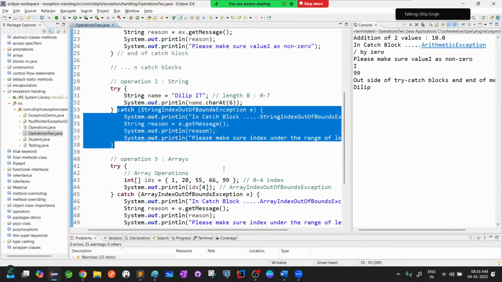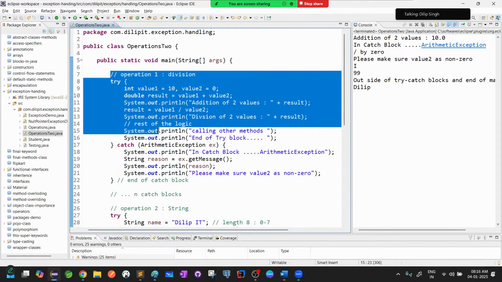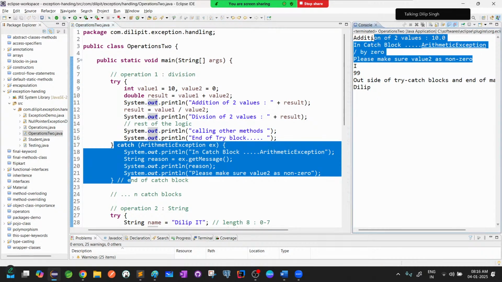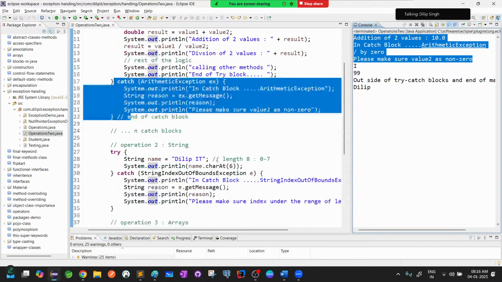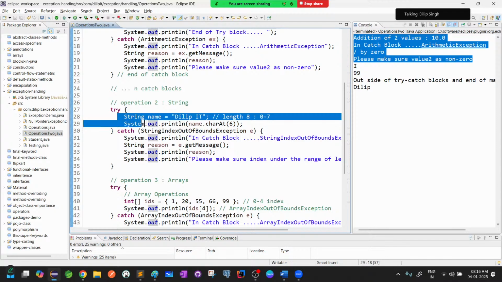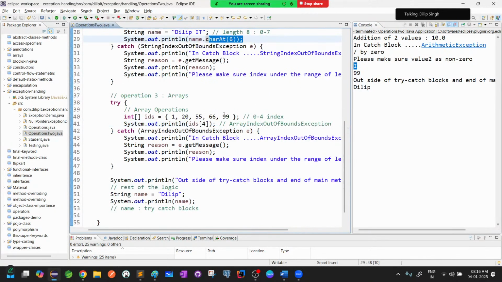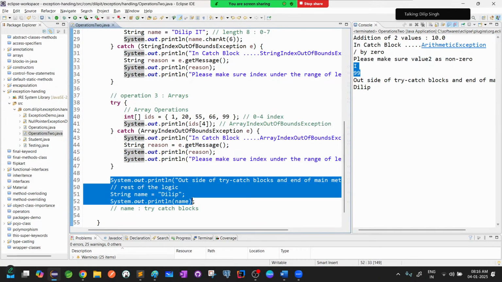If you observe here what happened, yes, this time I have a problem here and I handled it here and I can see that logic here. If you see here, this is where the addition of two values happened, division did not happen, you got an arithmetic exception because you gave a 0 division value and you gave a message like please provide a non-zero value. Cool. After that, this logic is executed successfully and you got 99 because of this line. That means there is no exception in this case, and the rest of the logic is executed.